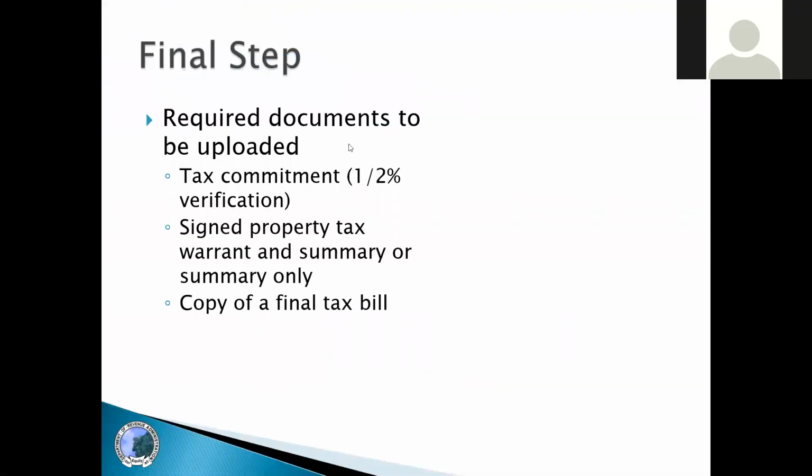So once again, the requirement after you're done with your tax rate, I know everyone thinks, all right, great, I have my number, I can send out my bills. That is true, but the RA is going to bug you for a few more things. First of all, your signed tax commitment verification, so your 0.5% verification form, signed property tax warrant and summary, or the summary only, and a copy of a final tax bill. It just has to be a final bill, not all of the bills.